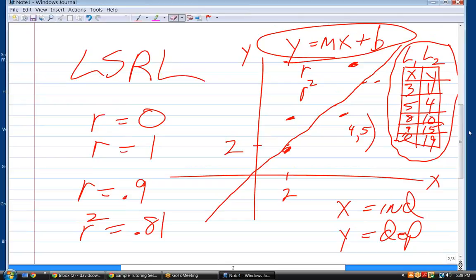Right. But yeah, the calculator is going to spit back what M is, what B is. So that's the equation of the line. And then it's going to give you an R and an R squared.